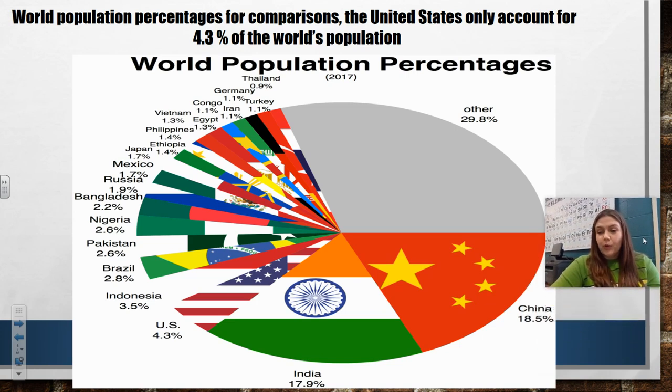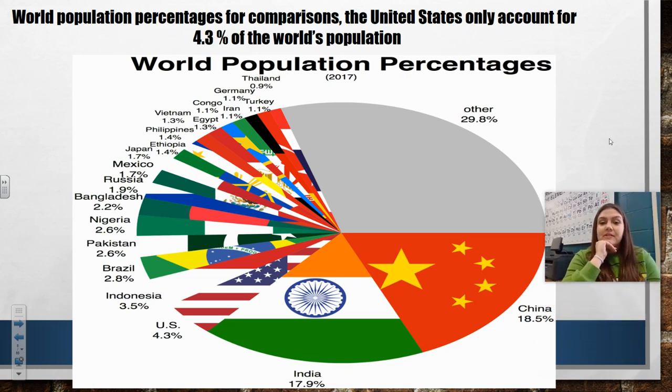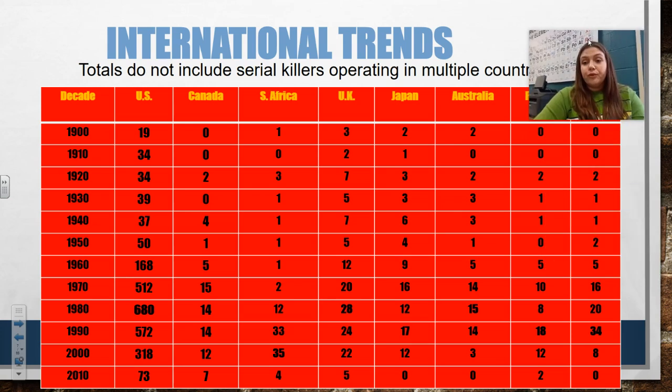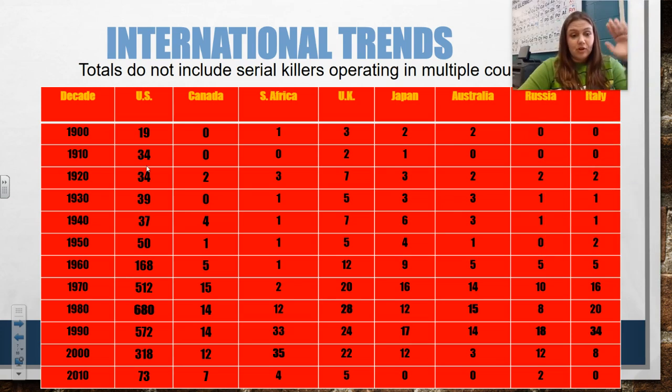Now, this chart here is just to help you understand the map that's next. For world population percentages, for comparison to the United States, I just wanted you to know that the United States only accounts for 4.3% of the world's population. So this is everybody else's population, our little bitty population of the entire world. Now, when we look at our next chart, it breaks it down by country of serial killers. This is number of serial killers by decade in each of these countries. And the United States is not only higher, it's by far higher.